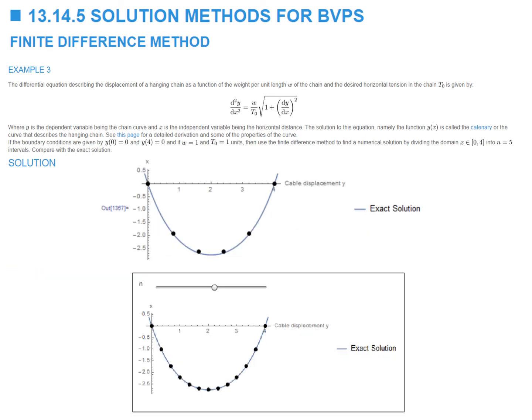When we compare the exact solution given by the blue curve with the black dots, we can see that the finite difference is actually very good for this equation, to be able to approximate this curve using those black dots. And again, you have a slider on your website where you can change n and see the effect on the solution.